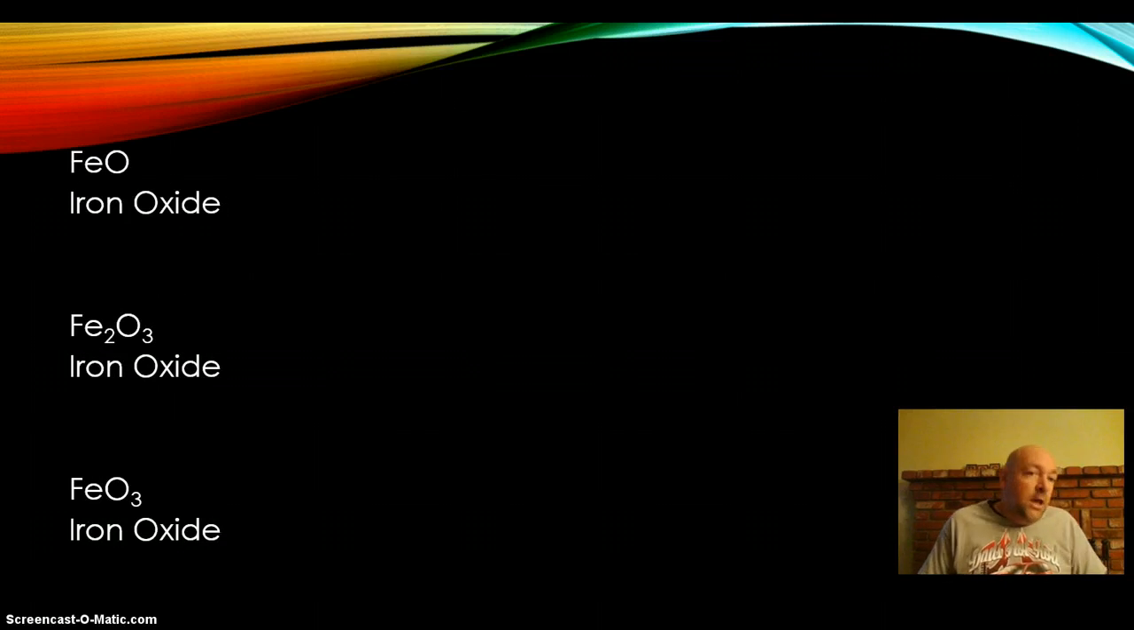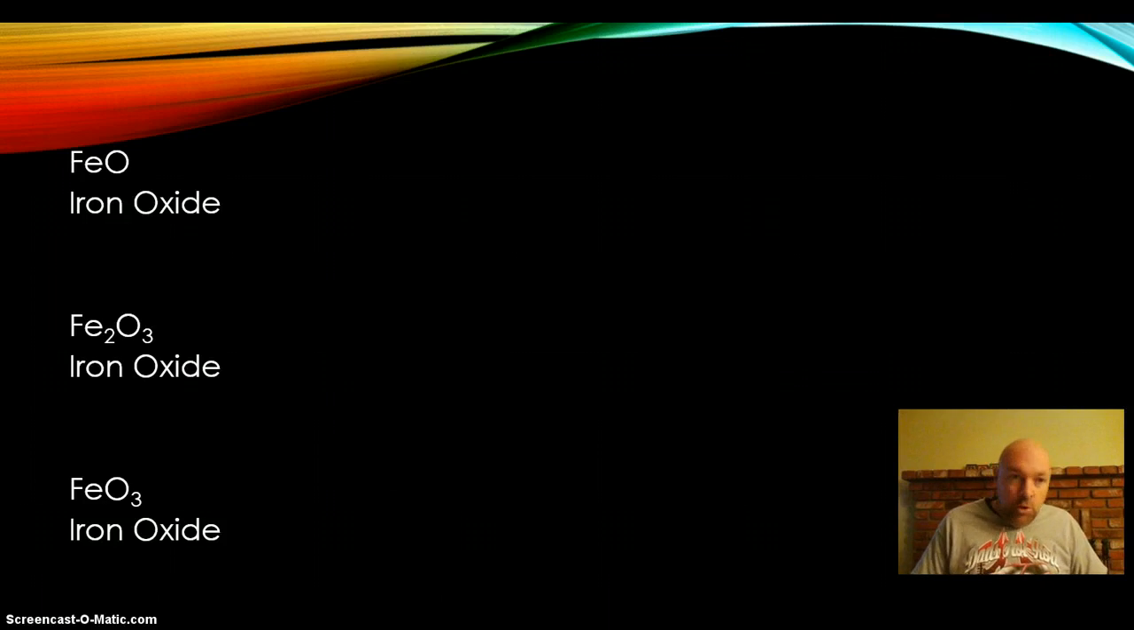Here's an example of why we have to use the Roman numeral system, or sometimes it's called the stock system. I've heard it go by both, so whatever you want to call it is fine. They used to be named in a slightly different way. You used to add a suffix to it, an "ic" or an "ous." We don't do that necessarily anymore because as time has gone by, we've discovered more and more oxidation states, and so two suffixes don't necessarily work anymore, even though you will see that occasionally.